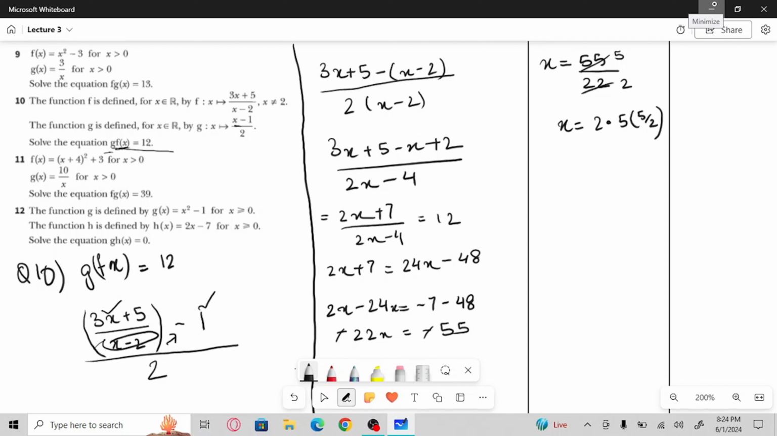And on to question number 11. So now question number 11 tells us that f(x) is equal to (x plus 4) whole squared plus 3, while g(x) is equal to 10 upon x, and f(g(x)) is equal to 39. So again, input the value of g(x) into the function f, and if we do that, we are going to get (10 upon x plus 4) whole squared plus 3.